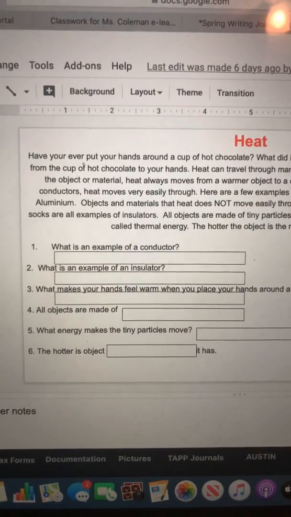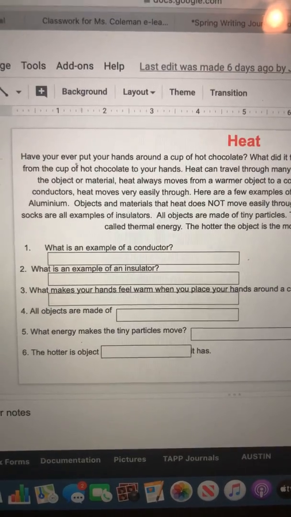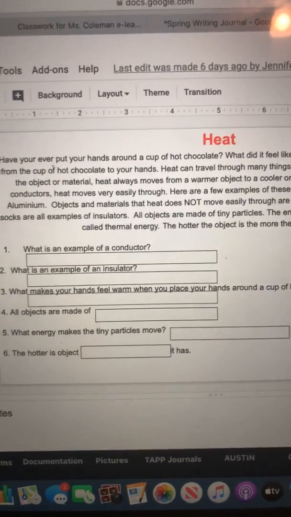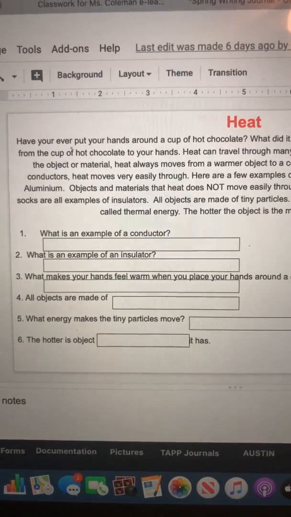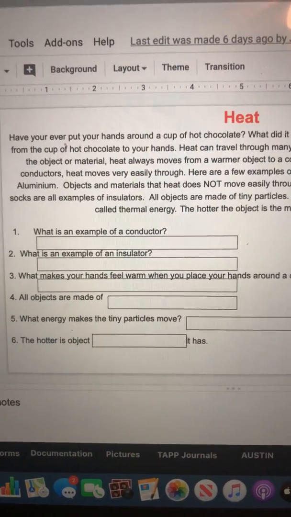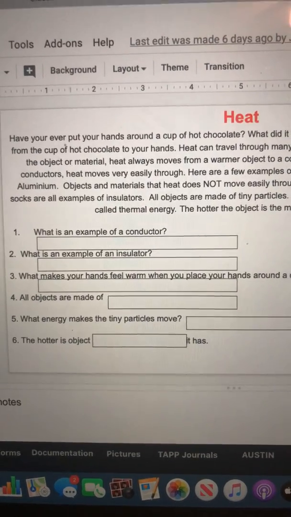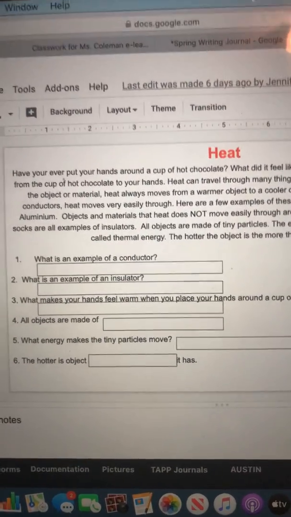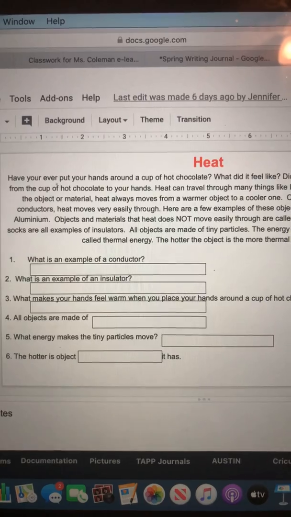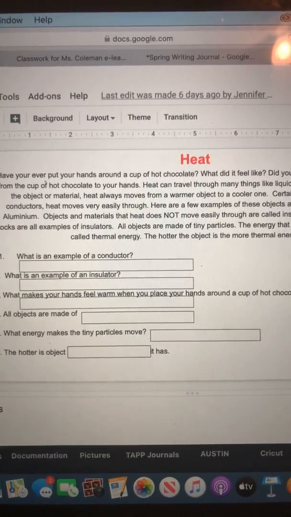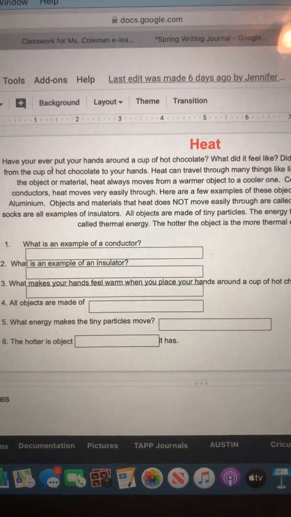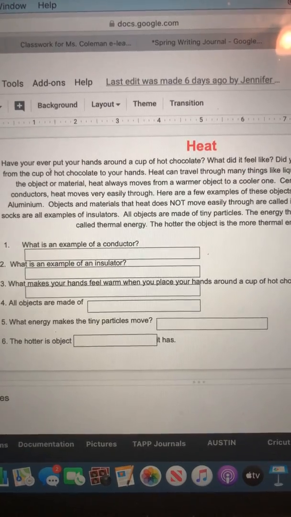All right, so the first question is, what is an example of a conductor? So in this box, you've got to put your answer. What is an example of a conductor? Number 2, what is an example of an insulator? Number 3, what makes your hands feel warm when you place your hands around a cup of hot chocolate?